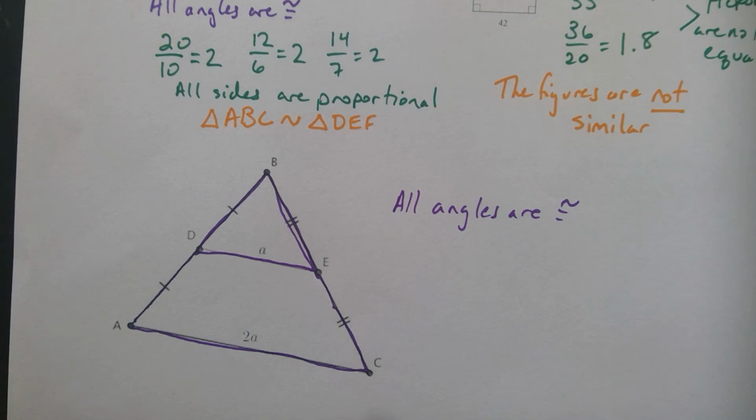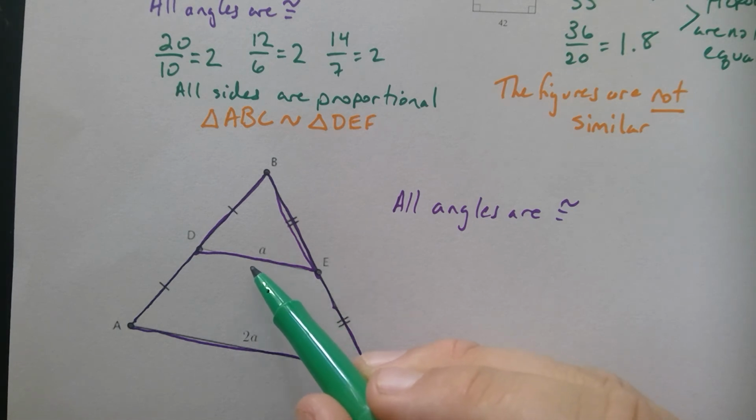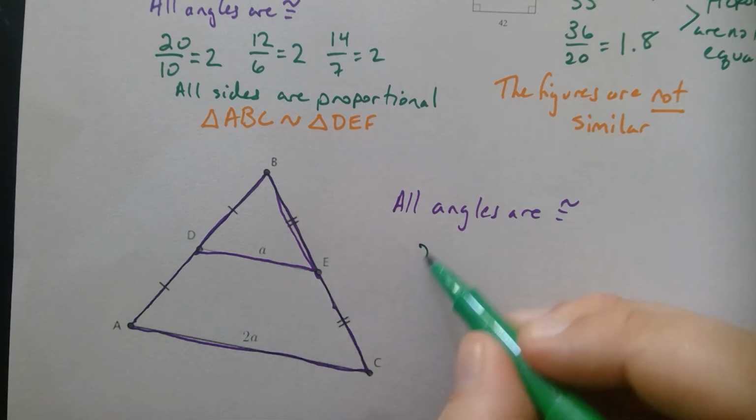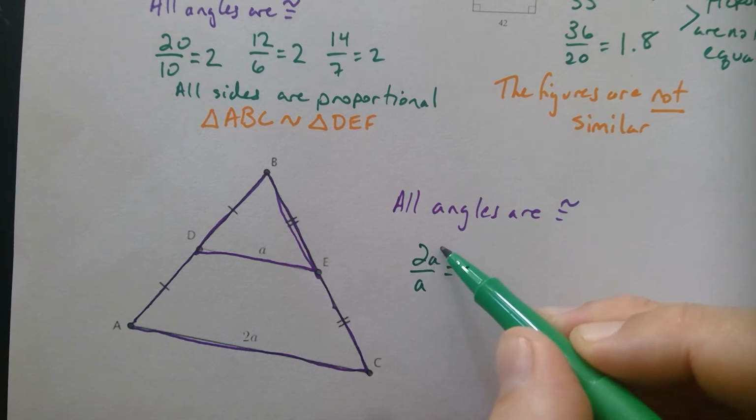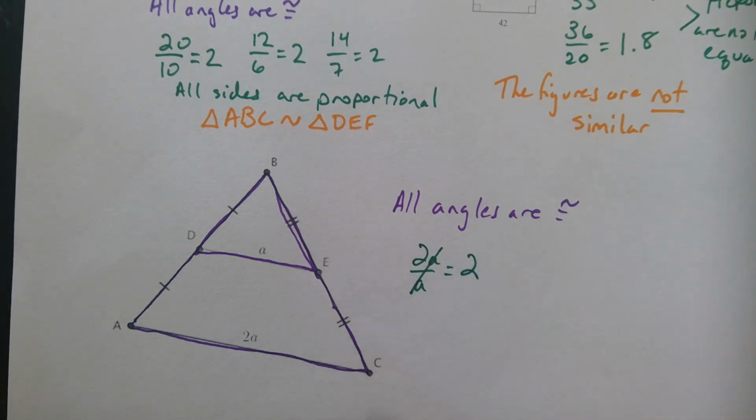Okay, now let's look at our sides. So let's look at this pair of sides first. 2A over A. Got some variables in there. We've got to think about A divided by A. That makes 1. So that equals 2.